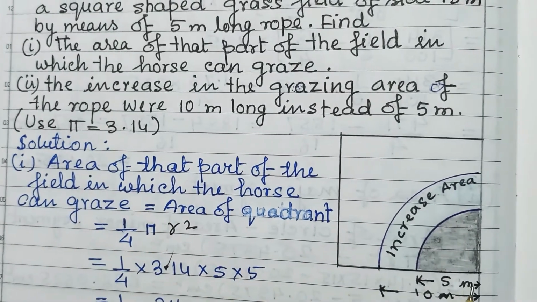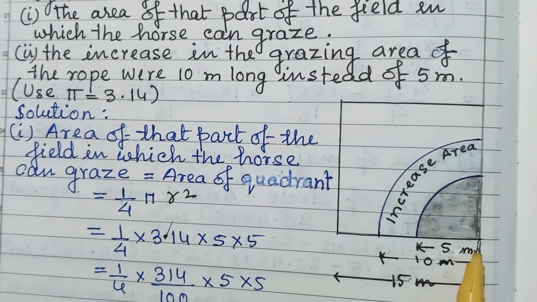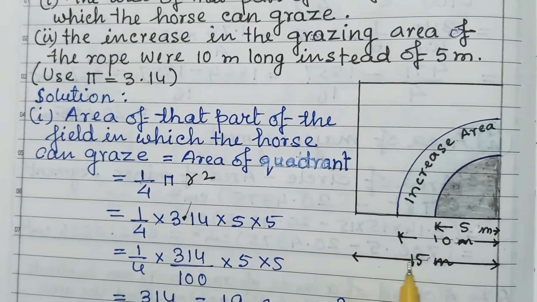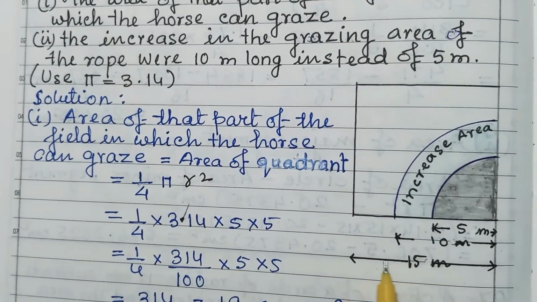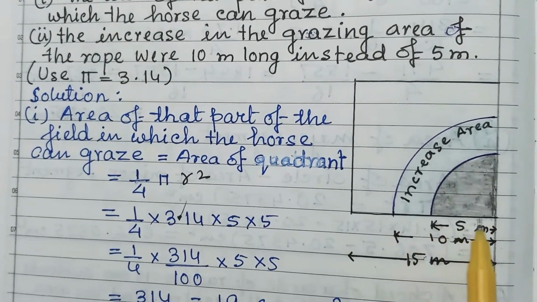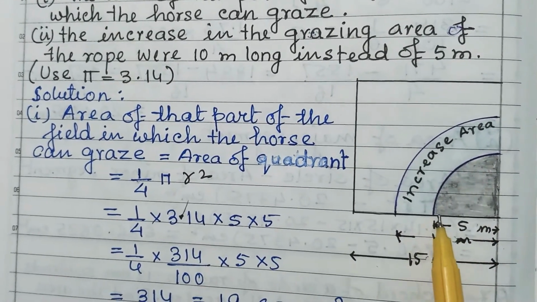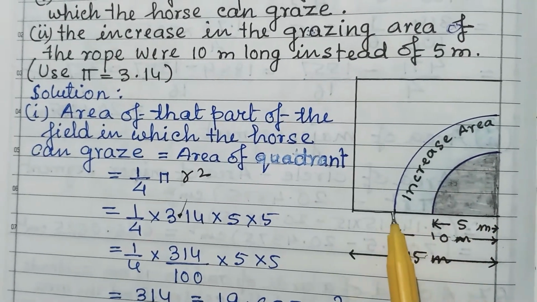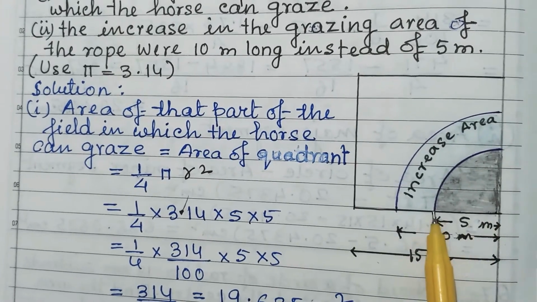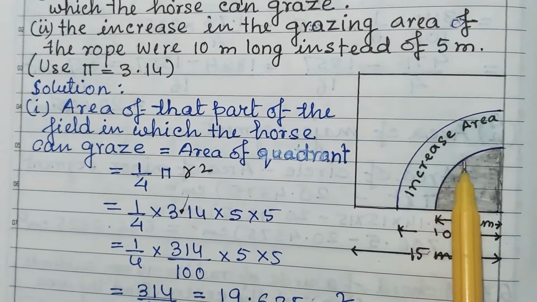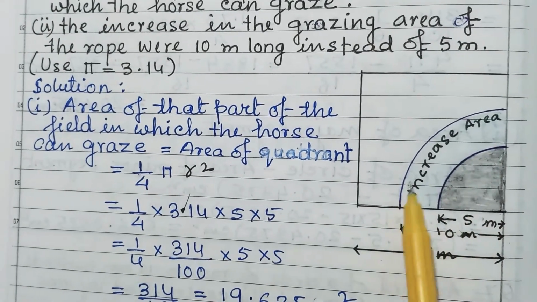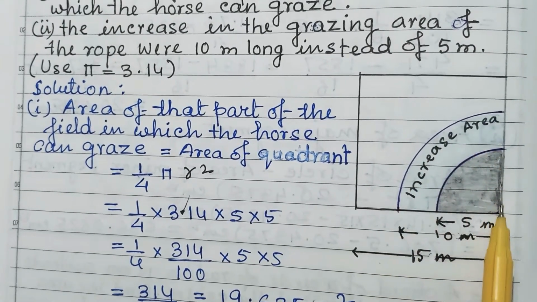Okay, see the figure, it is the square field. The side of the square field is 15 meter, and the horse is tied by a 5 meter long rope. After that the rope is increased to 10 meter, this much. So if it is at the corner, the horse can graze this quadrant area, and the second time this much quadrant area it can graze.